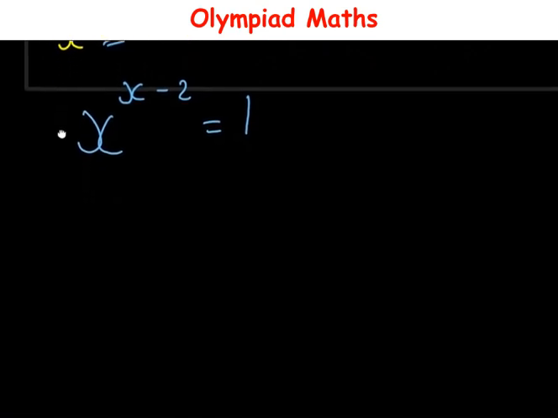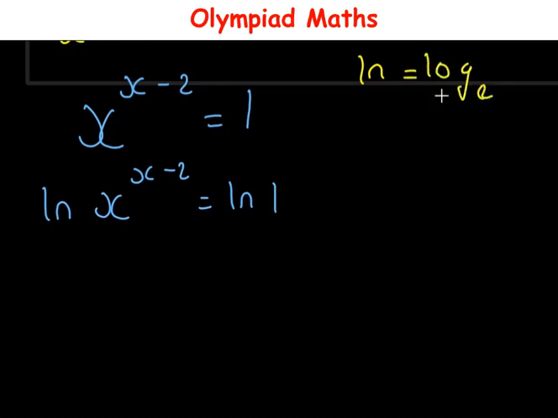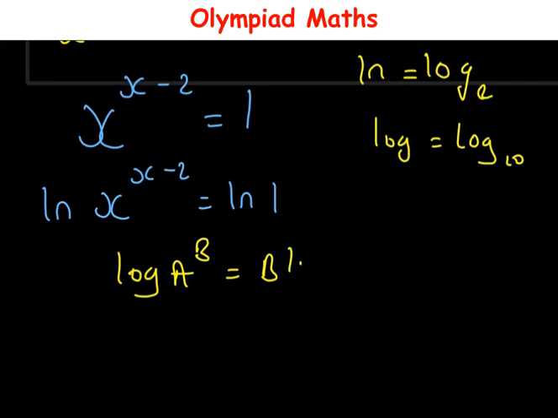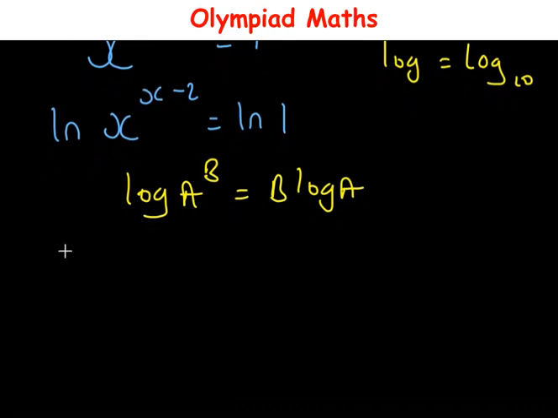So with this, we can then introduce natural logarithm to solve this question. So ln of x raised to power x minus 2 is equal to ln 1. Now, don't forget that ln is simply log to base e, while log is simply log to base 10. And we can apply the property of logarithm on natural logarithm. So, following this rule of logarithm, that if you have logarithm of a raised to power b, this equals b times logarithm of a, what we have is that the power x minus 2 comes down, so x minus 2 multiplied by ln x is equal to ln 1.